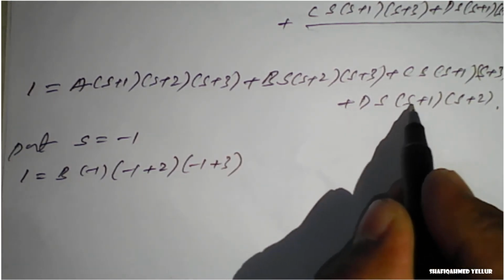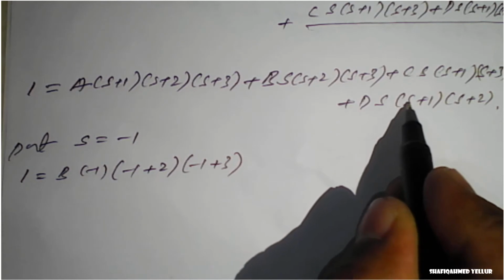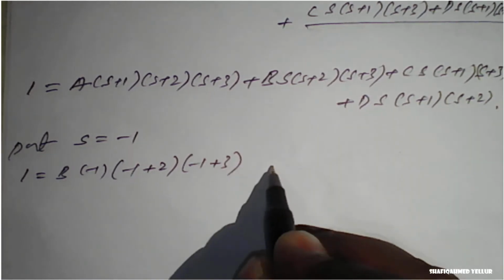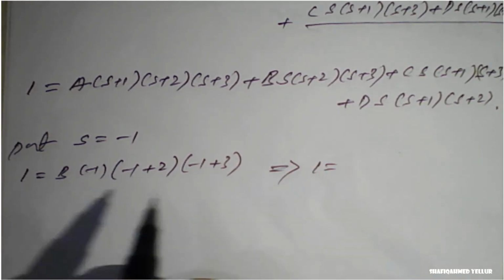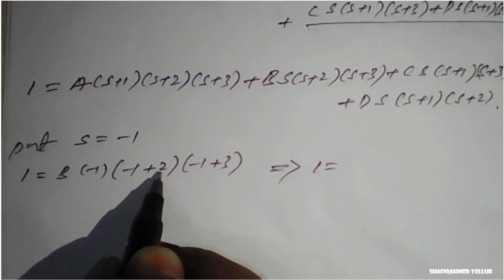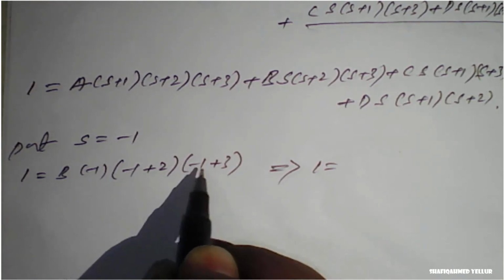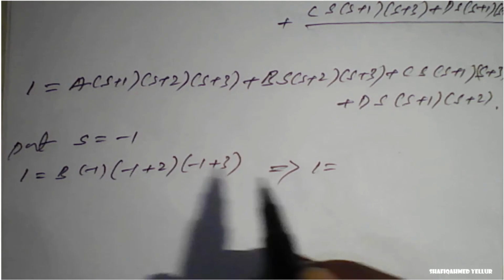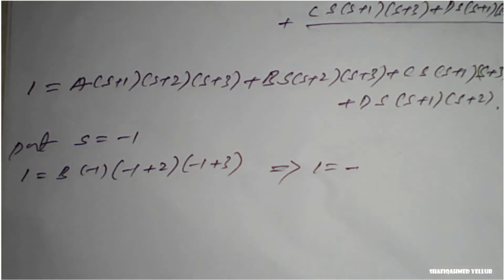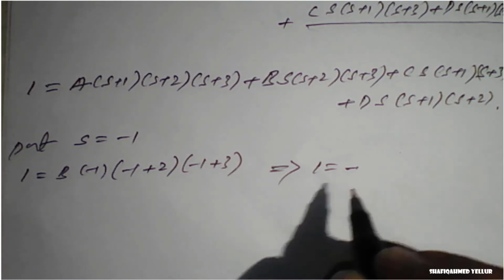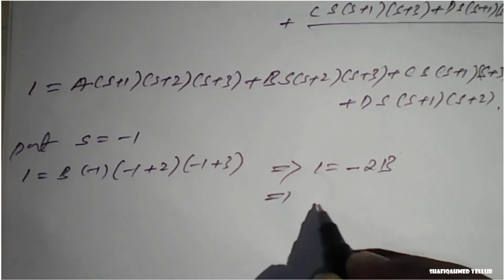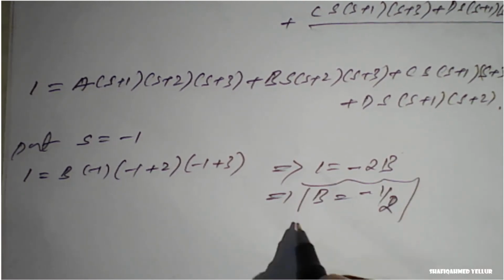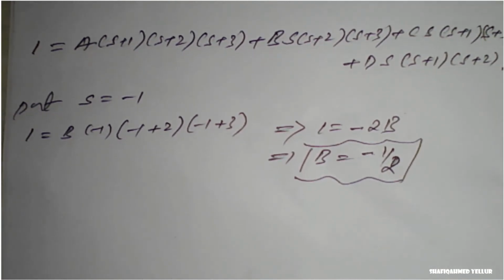So here also we have s plus 1, if I put s is equal to minus 1, so minus 1 plus 1 becomes 0, 0 into this entire term is 0, so we'll get only the b term, which implies 1 equal to, minus 1 plus 2 will become plus 1, then minus 1 plus 3 will become 2, so 2 into 1 is 2, 1 into minus 1 is minus 2 into b, which implies the value of b is minus 1 upon 2. So we got the value of b.